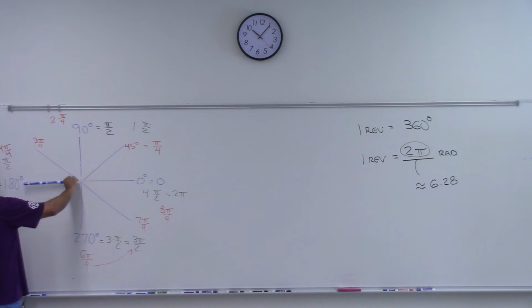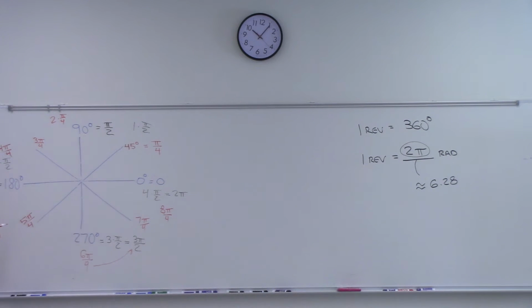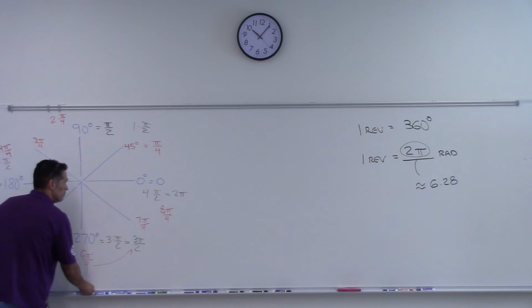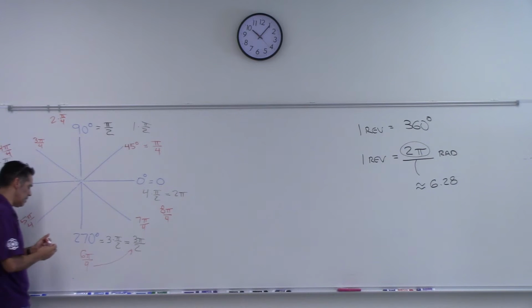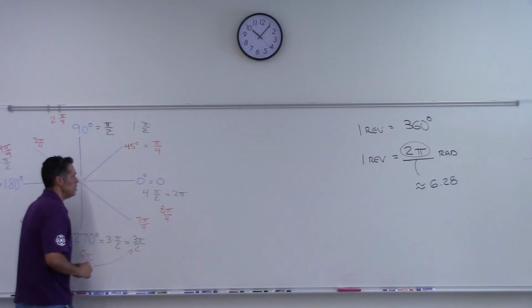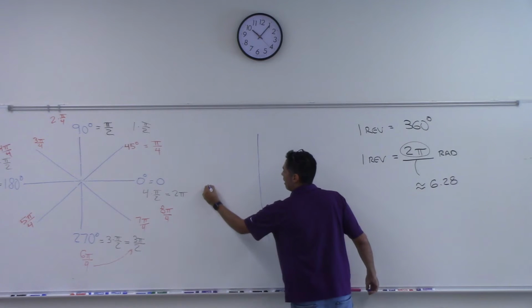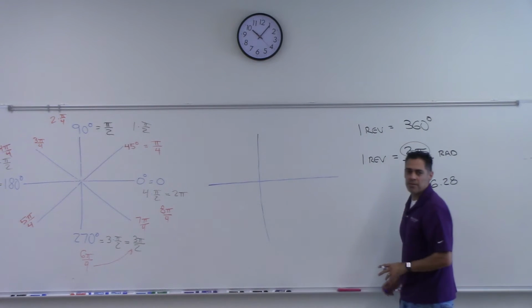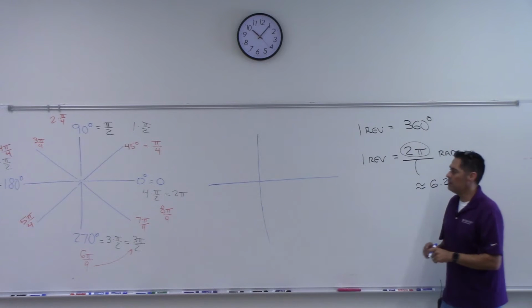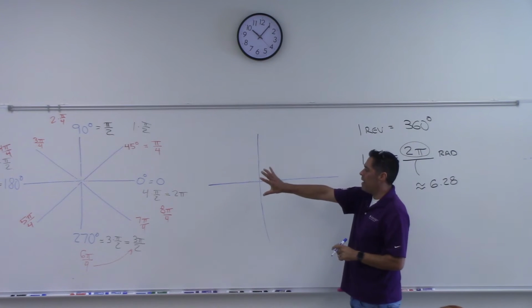3 pi over 4, 4, 5 pi over 4, 6 pi over 4, 7 pi over 4, 8 pi over 4, and just reduce the fractions as needed. Okay? All right. Trust me, if you get that, that's going to save you so much grief. So much that I'm now going to talk about some other angles that are common that we need to know. Those are some of the main ones.